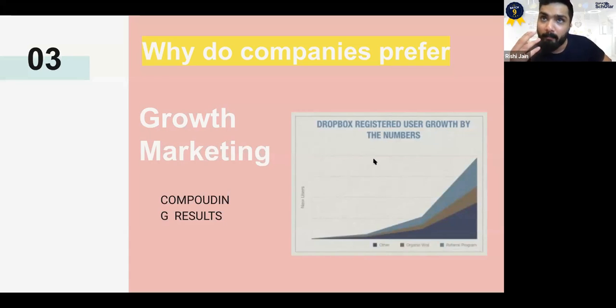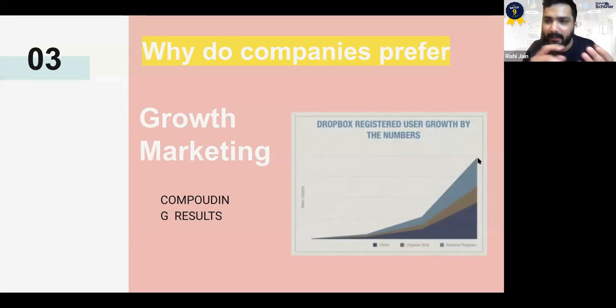So what they did was they did not run even one organic advertisement. They only said that you bring one person, I'm going to give you 500 MB, and the person you bring in also gets 500 MB. So they were the leaders in bringing this viral marketing effect, and the results skyrocketed. Look at this. Because of the referral program on the screen, you can see the growth was the maximum.